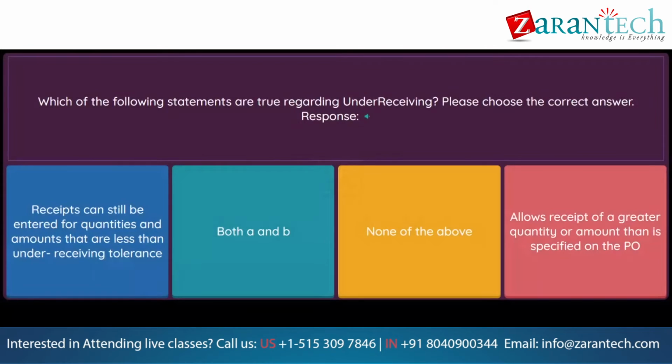Question: Which of the following statements are true regarding under receiving? Please choose the correct answer. Response: Option 1. Receipts can still be entered for quantities and amounts that are less than under receiving tolerance. Option 2. Both A and B. Option 3. None of the above. Option 4. Allows receipt of a greater quantity or amount than is specified on the PO.